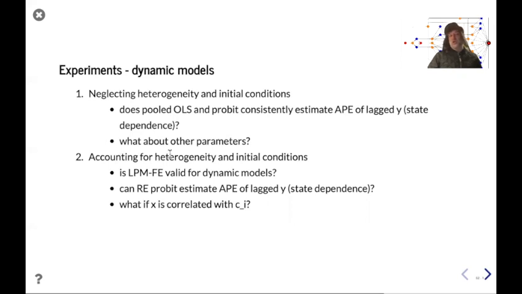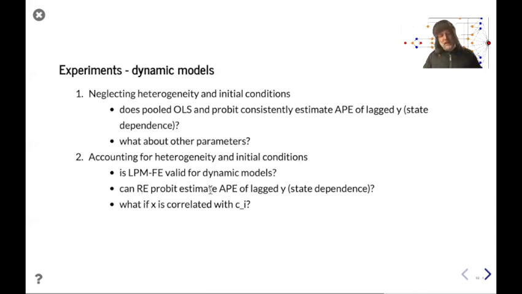What about if we try to account for that heterogeneity? For instance, would it be valid to do a linear probability fixed effects model? Well, that's derived under the strict exogeneity assumption, so maybe not so good if you have a lagged dependent variable, right? Anyway, we're going to look at it and see what the simulation tells us. One thing is theory, but we will want to use the computer as well.